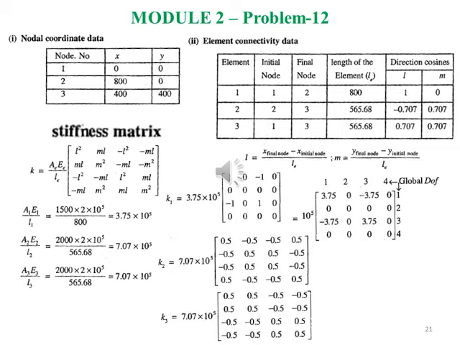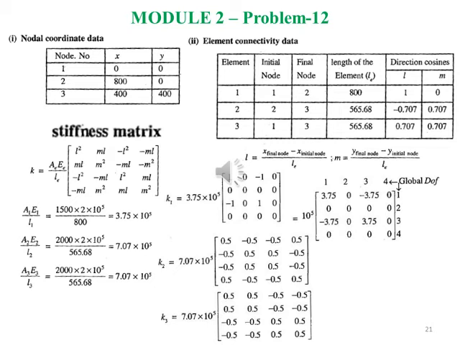Next, elemental connectivity data. So elements 1, 2 and 3 are given. The initial node for element 1 is 1, final node is 2. For element 2, initial node is 2, final node is 3. For element 3, the initial node is 1, final node is 3. So the length of element 1 is 800, directly we can get from the figure. For elements 2 and 3 we have calculated using the Pythagoras theorem. It is found to be 565.68 for both elements 2 and 3.